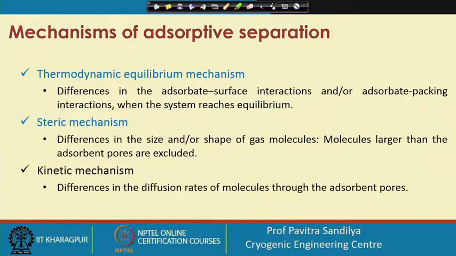And lastly, we have the kinetic mechanism, in which the difference in the rates of diffusion of the various solutes through the adsorbent particle determines their separation. That means in this kinetic separation, all or some of the solutes are allowed to pass through the pores of the adsorbent, but the rate at which they travel inside the pores will determine their respective adsorption capacities.